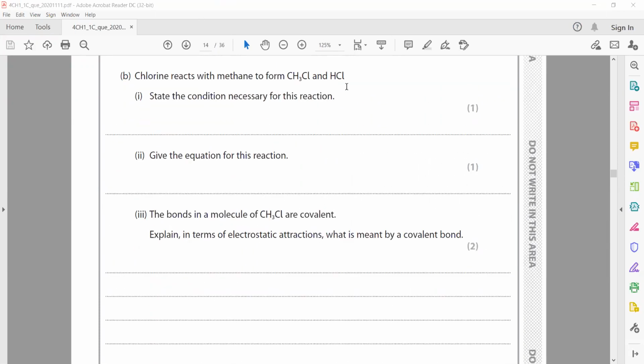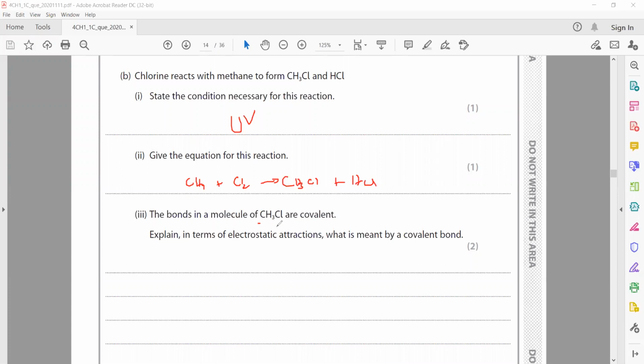Chlorine reacts with methane to form chloromethane and HCl. State the condition for this reaction. What are the conditions for substitution? It is UV. Write equation for this reaction. So basically methane is reacting. Methane, CH4, is reacting with chlorine. So it will form chloromethane plus HCl.